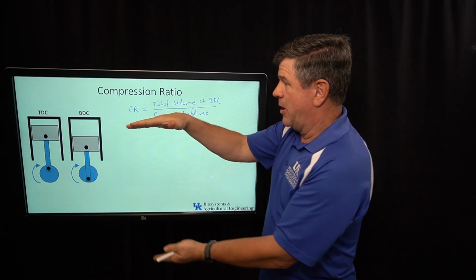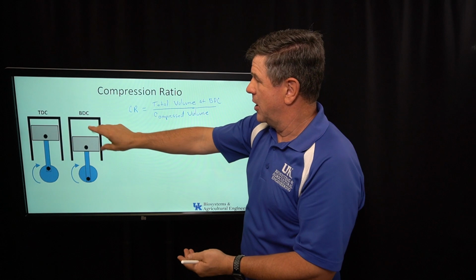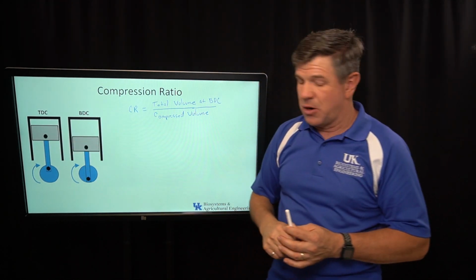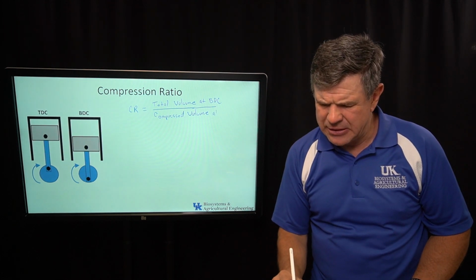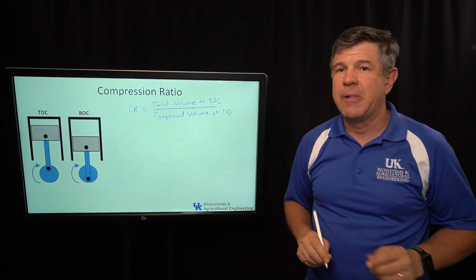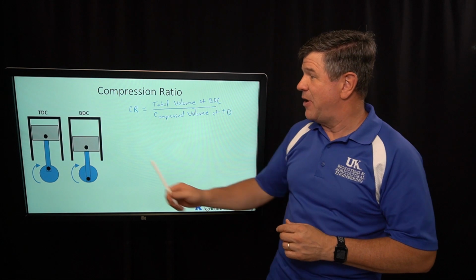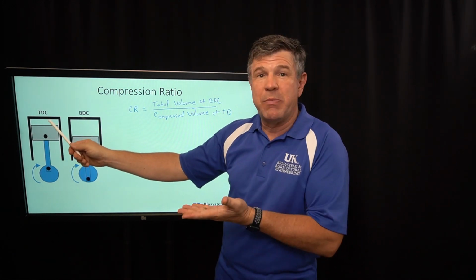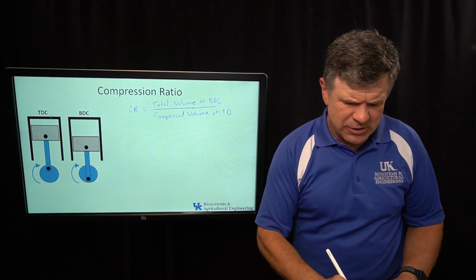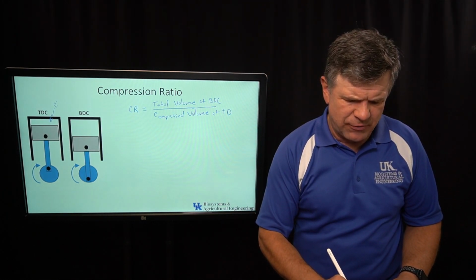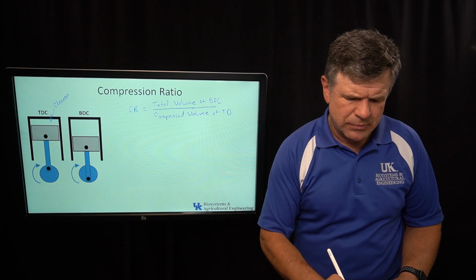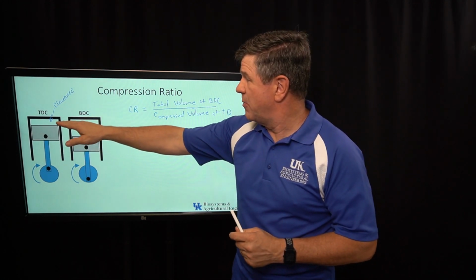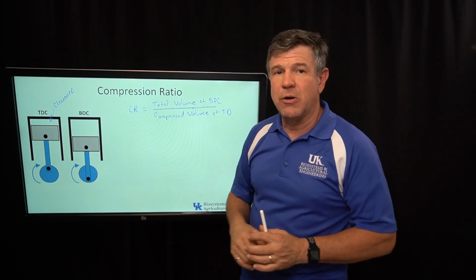Okay. Now, when we compress that, we're going to compress it up to this volume over here. So this is the compressed volume at top dead center. Now, we have a name for that, and we talked about that. That volume, when the piston is all the way at the top, we said that was our clearance volume. So that's our clearance volume up there. This is our total volume down here.